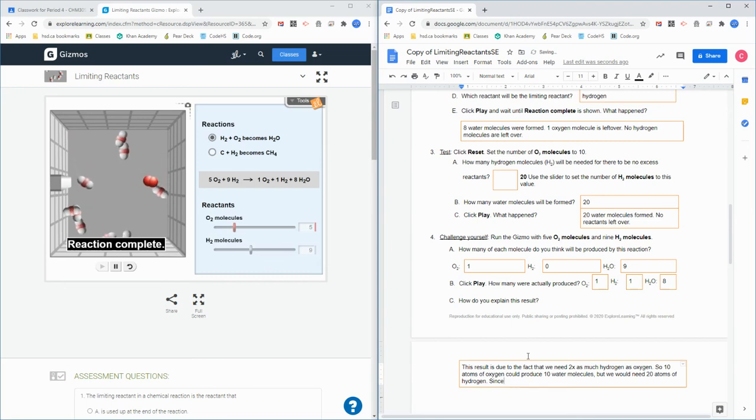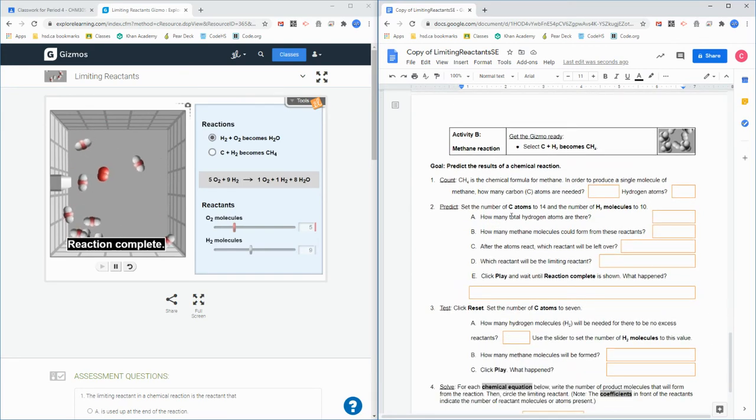Since we only had 9 molecules of hydrogen, which is 18 atoms, we were able to produce only 8 water molecules. Okay.